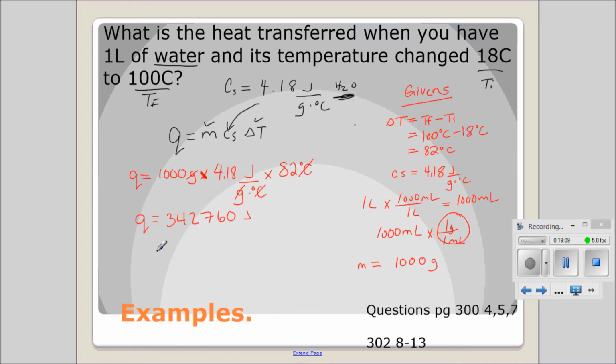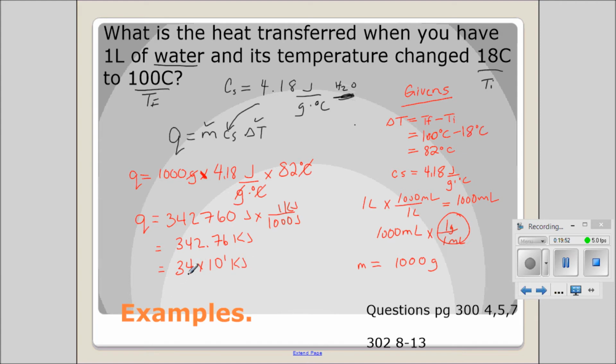So therefore, the correct answer that you would put is, again, there's a couple different ways you could do this. You can convert this to kilojoules. Okay, that's what I'll do first here. There is 1,000 joules per 1 kilojoule. So the answer would be 342.76 kilojoules. But again, that's not significant digits, so the correct answer for significant digits would be 34 times 10 to the 1 kilojoules, which looks strange, but that is the correct way to do it.